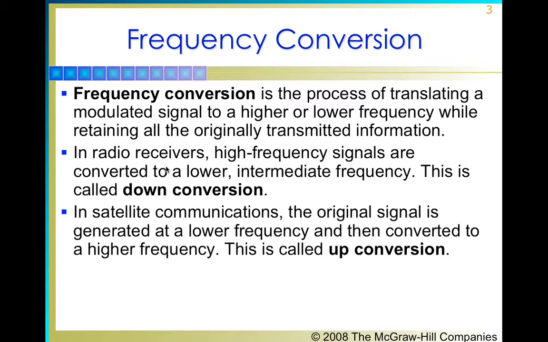What is a frequency conversion? It is basically transforming a modulated signal to a high or low frequency value, keeping in view that no original information is disturbed in that signal. And frequency conversion can be done in two ways. Either it can be a down conversion, converting a high frequency signal into a lower or intermediate frequency signal, like in radio receivers, or like in satellite communication, doing the up conversion, where the original signal is generated at a lower frequency and then up conversion is done to a high frequency before transmitting it via the antenna in the environment.